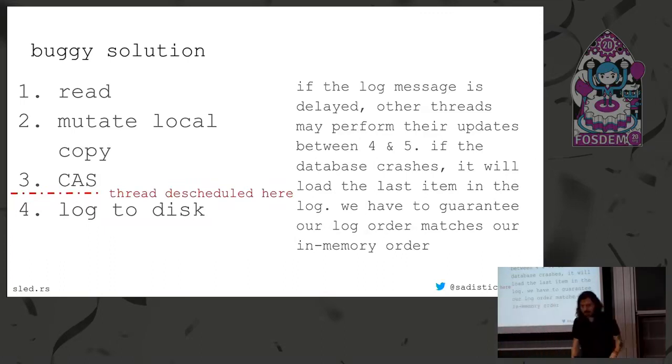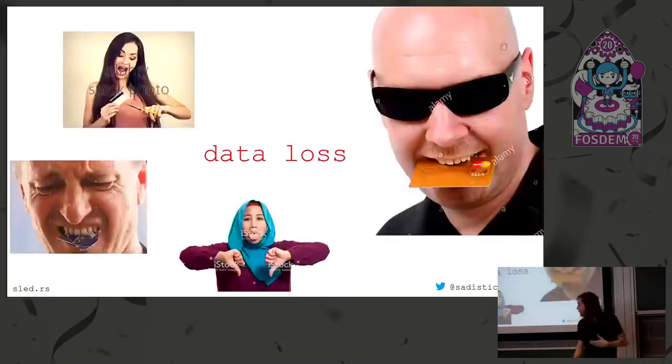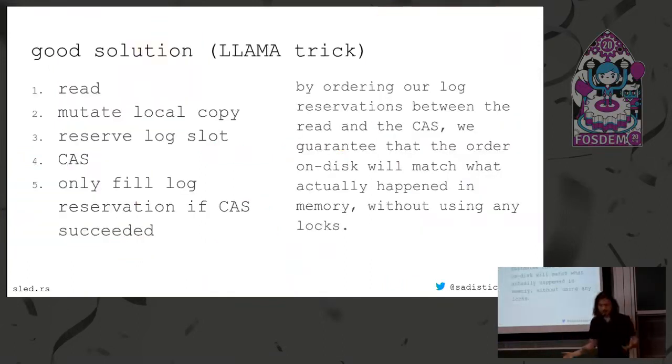If we then crash and then recover the database, even though we mutated things in one order in memory, we recover something that no longer has the data. That's data loss. So we basically can't have this. So how do we make the things on disk map in memory, even though we're not using any locks? All this has to be lock free, but we still have to have our order on disk map the order in memory.